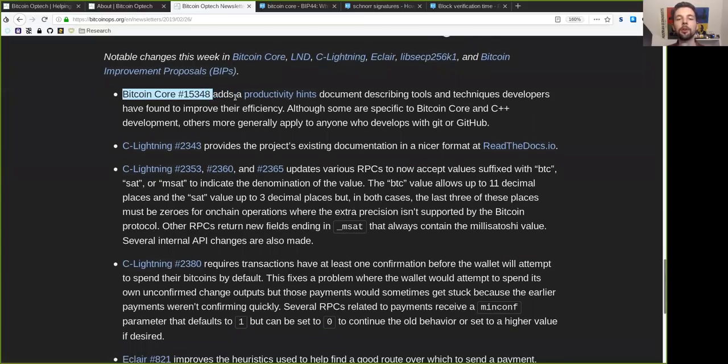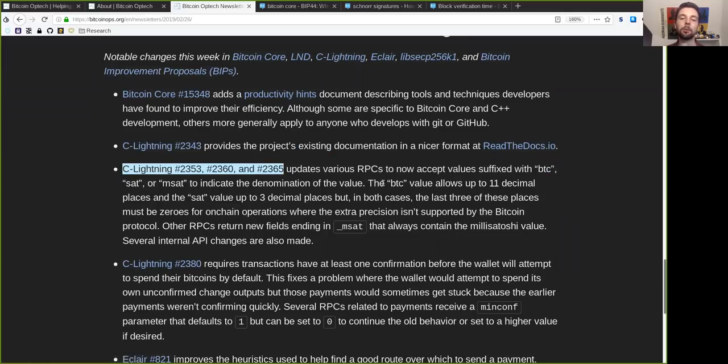This Bitcoin Core merge adds a productivity hints document describing tools and techniques developers have found to improve their efficiency. Although some are specific to Bitcoin Core and C++ development, others more generally apply to anyone who develops with Git or GitHub. The C-Lightning merge provides the project's existing documentation in a nicer format at readthedocs.io. Well, that is very exciting though.